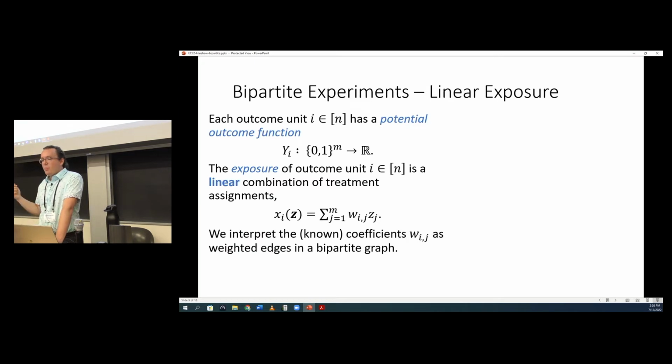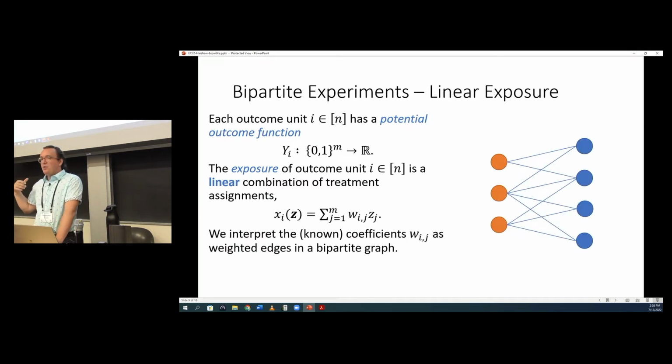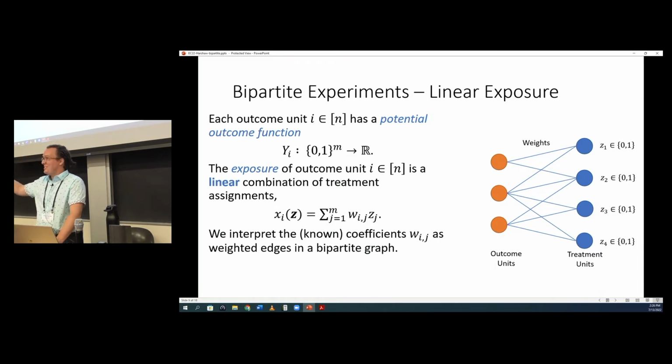And so we can interpret these known coefficients as being weighted edges in a bipartite graph. So we have the outcome units on one side. We have the treatment units on the other. We assign treatment to the treatment units here, and they become exposures on the outcome unit side. And what we observe is the outcome function evaluated for that treatment assignment and what the exposure is.